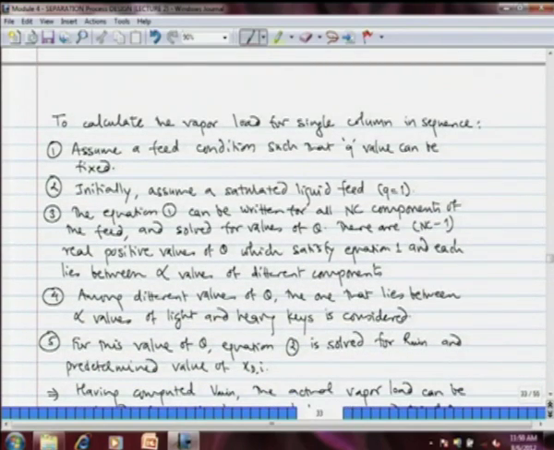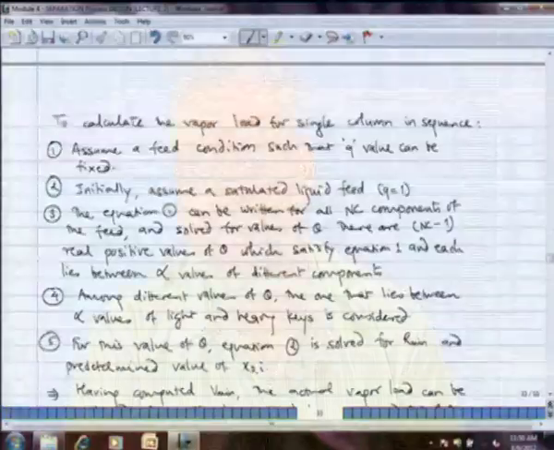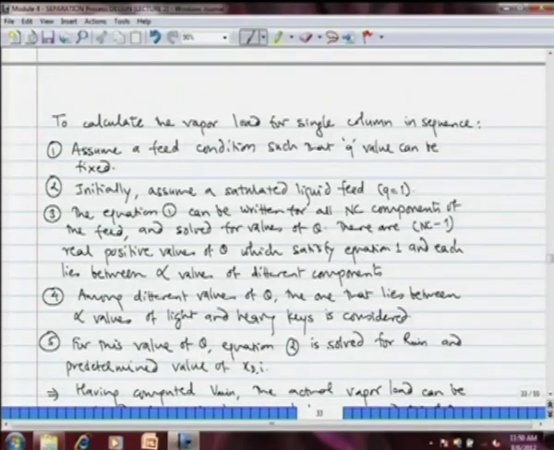Okay. Now, depending on how many components you have, the number of theta values will vary. Okay. To calculate the total vapor flow rate for a single column in sequence, first assume a feed condition such that q value can be fixed, and as I just said, the most common value of q is equal to 1, which corresponds to liquid at its saturation point or liquid at its bubble point. This is the case for most of the columns that are designed. Okay. Then equation 1 can be written for all NC components of the feed and solved for values of theta. There will be NC minus 1 real positive values of theta, which will result as the roots of that polynomial which satisfy equation 1, and each of these theta values will lie between the alpha values of different components. This is very important. Okay. Each theta value will lie between the alpha values of the components.